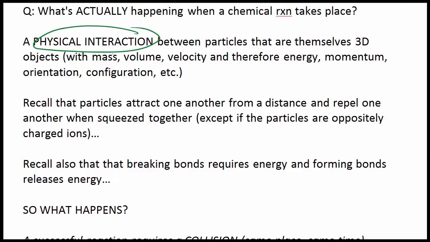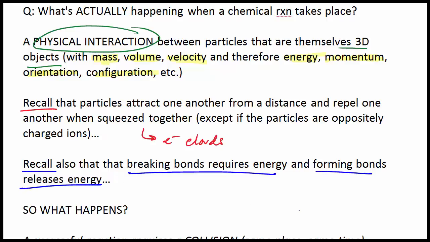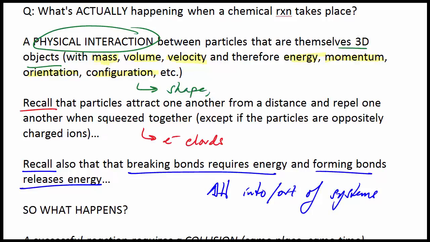Remember, it's a physical interaction between 3D particles. Those particles have mass, volume, velocity, energy, momentum, orientation, configuration, and so on. They're real things. Remember also they attract at a distance and repel when squeezed together because of those electron clouds. Also, breaking bonds requires energy, and forming bonds releases energy. The balance of these energies in and out gives you the delta H for a system. That configuration we were talking about is shape, polarity, and so on.